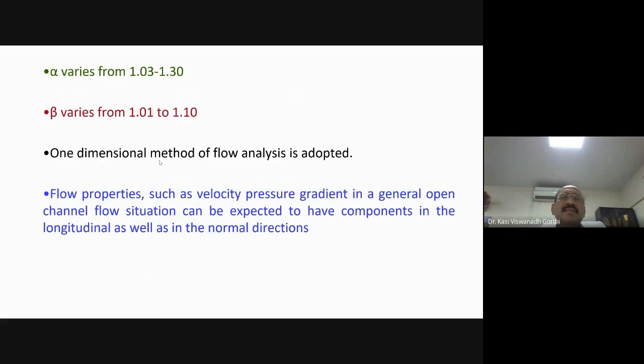This assumption is justifiable because when you have three velocity components in the lateral, normal, and longitudinal directions, the maximum variation in the velocity is coming up only in the longitudinal direction as compared to the remaining two directions, normal and lateral. They are almost constant. Variation is less, and hence the assumption is justifiable even if you consider a one-dimensional method of flow analysis.